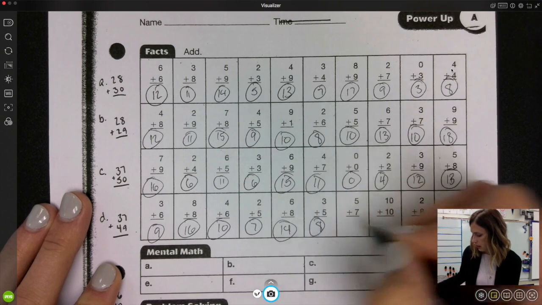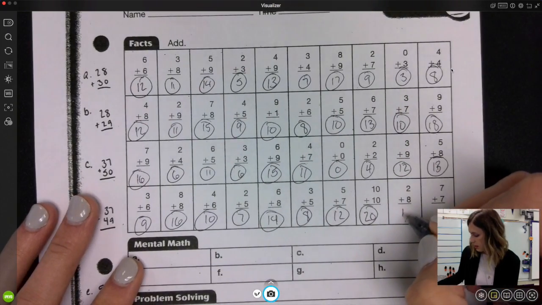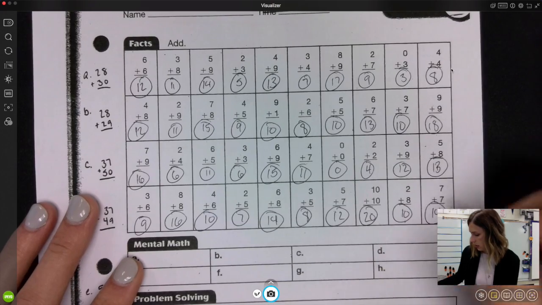3 plus 5 is 8. 5 plus 7 is 12. 10 plus 10 is 20. 2 plus 8 is 10. 7 plus 7 is 14.